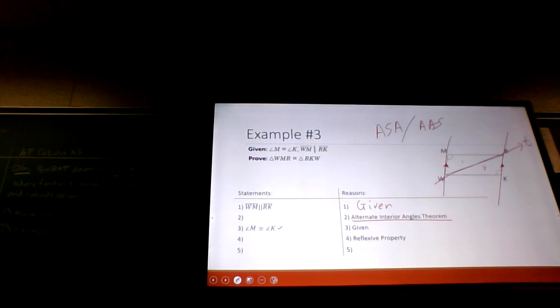Say again? W. Now, you can't just say W. The reason you can't just say W is there's multiple angles there. Are you talking about angle MWR, or are you talking about MWK? WK. Nope. It is MWR.